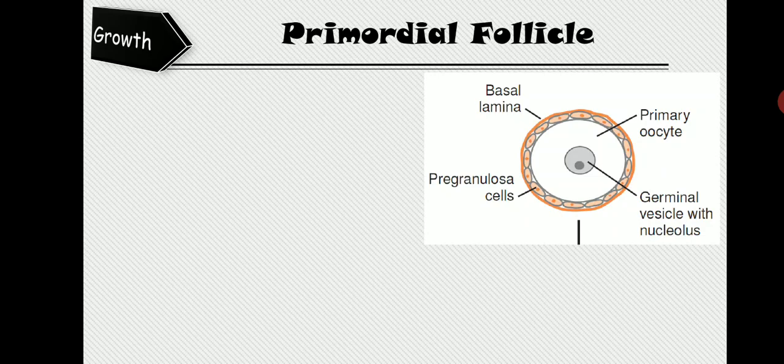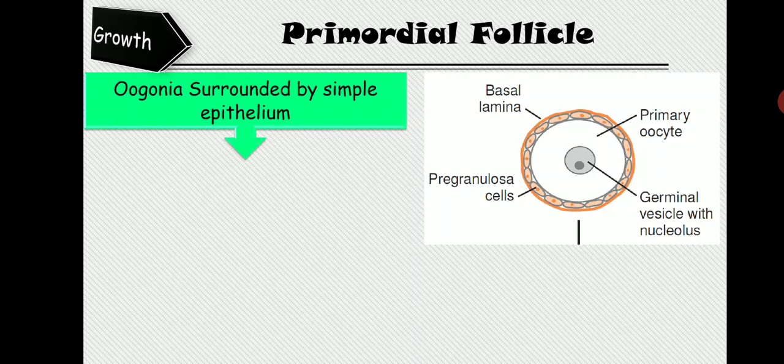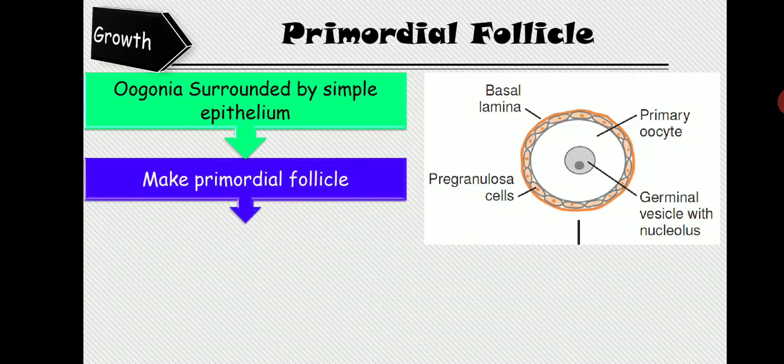Oocyte will develop from oogonia, the same way spermatocyte develops from spermatogonia, right? Now this oogonia will be surrounded by a simple epithelial cell, as you can see. This entire structure is known as a primordial follicle. The primordial follicle is made up of one oogonia surrounded by a single layer of epithelial cells.